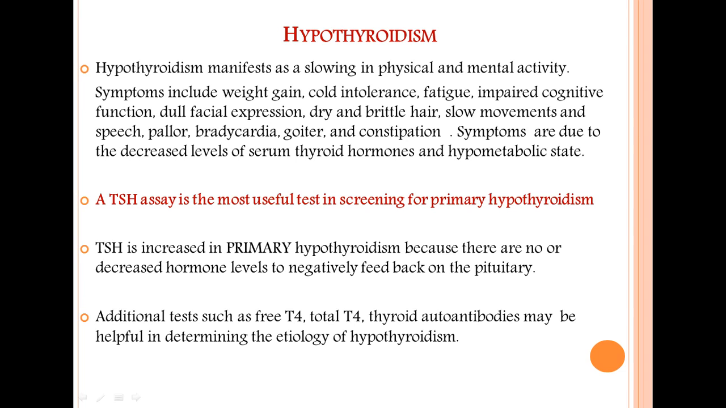The first screening test for primary hypothyroidism is the TSH, and it will be increased in the primary form. We can confirm it by the total T4 and the free T4, and we can also measure the thyroid autoantibodies to give a clue about the etiology or the cause of hypothyroidism.